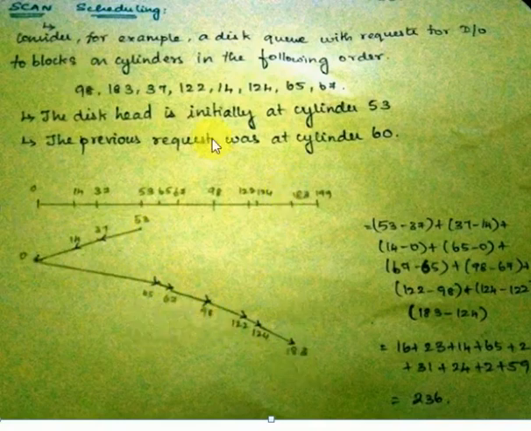To find the seek time, we are going to use the same formula. So 53 minus 37, 37 minus 14, 14 minus 0, then 65 minus 0, 67 minus 65, 98 minus 67, then 122 minus 98, 124 minus 122, and 183 minus 124. So the sum is equal to 16 plus 23 plus 14 plus 65 plus 2 plus 31 plus 24 plus 2 plus 59. So altogether the seek time is 236. This is how the SCAN scheduling algorithm works.